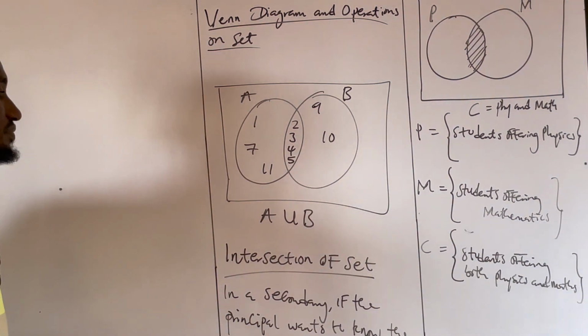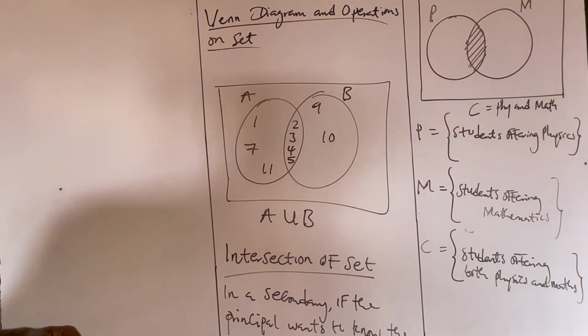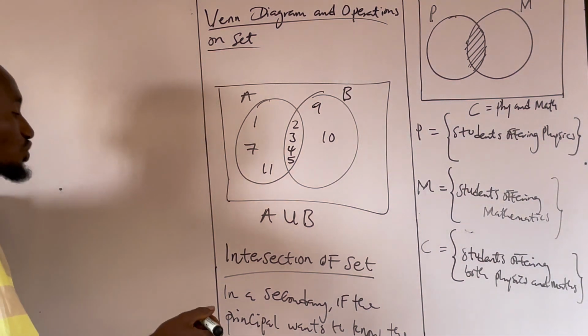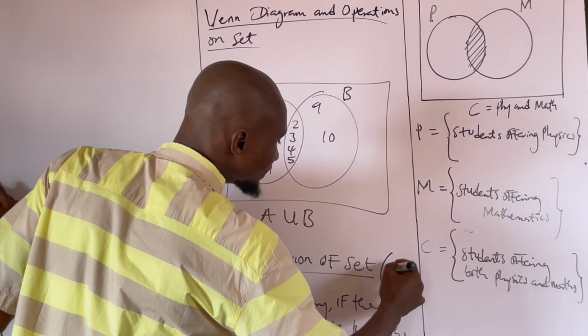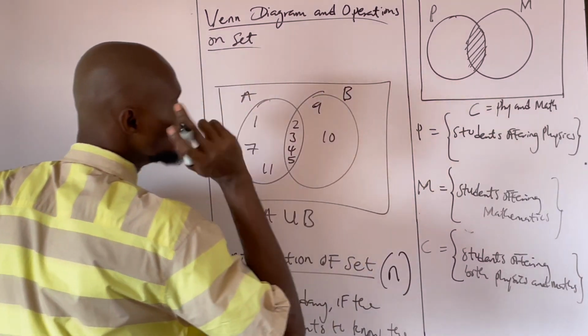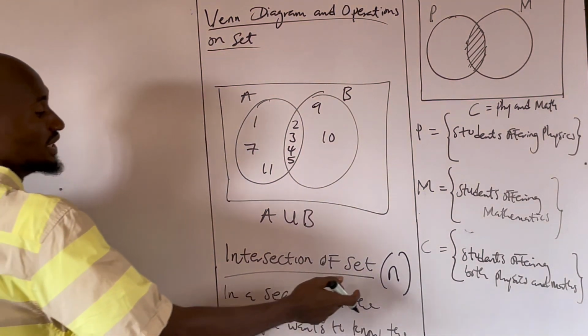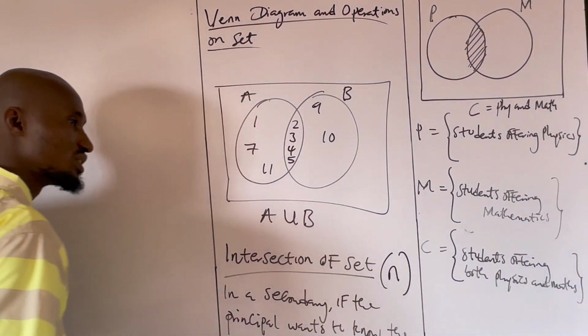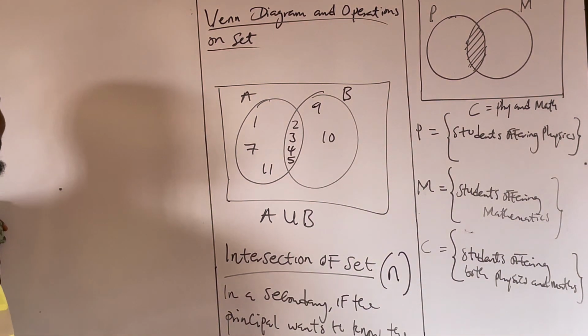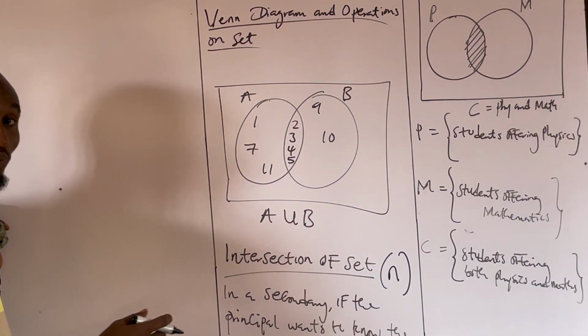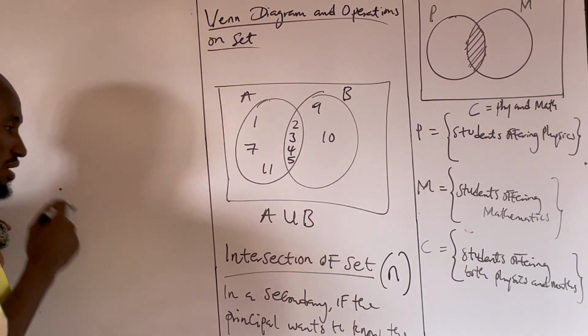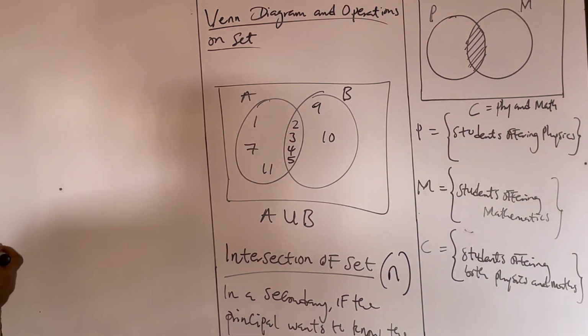Now, in intersect, you need to know that the symbol is something like this. Unlike union set, where the symbol looks like U, the symbol of intersect is the opposite of union set.